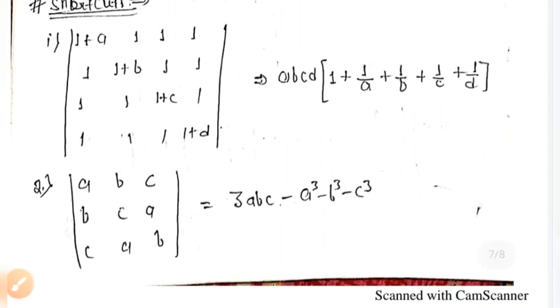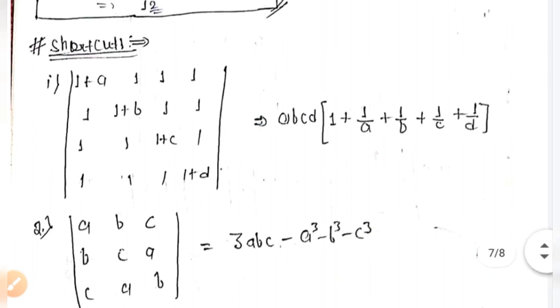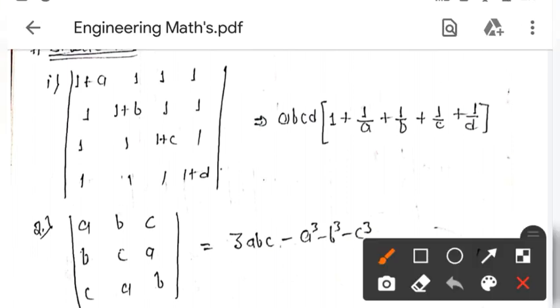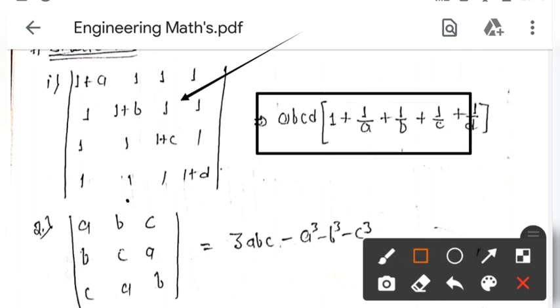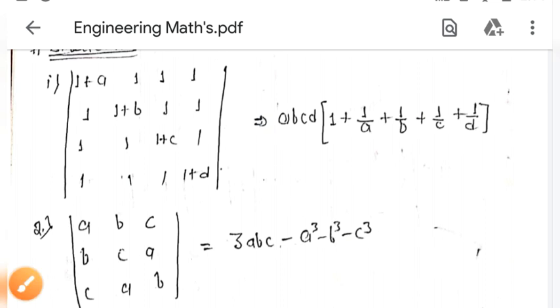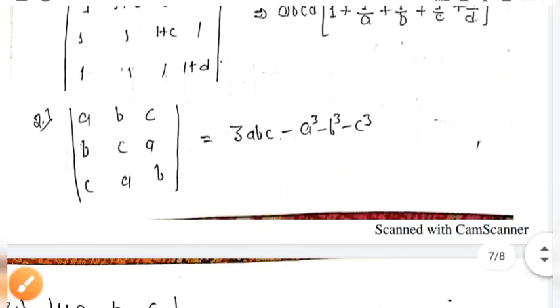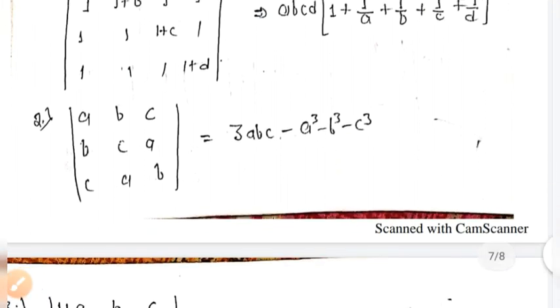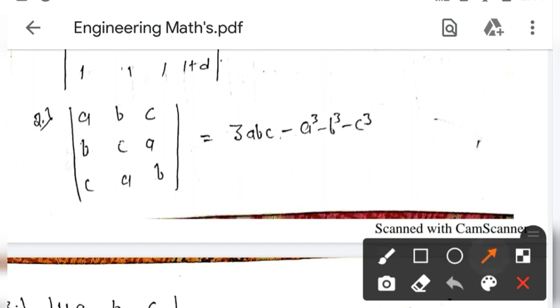Some more shortcuts are given to find the determinant. So if the matrix is in such a format, the determinant will be the product of A, B, C, D into 1 plus 1 by A plus 1 by B plus 1 by C plus 1 by D. Okay, these are all shortcuts. There is nothing to teach or explain, so you just please keep that in your mind.